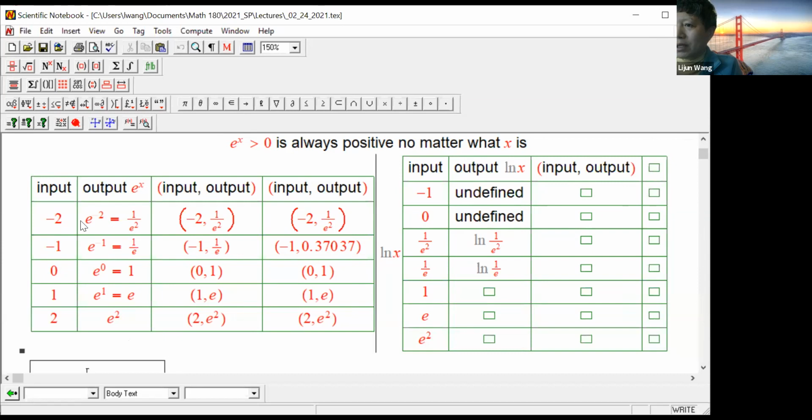Did you guys plot these points? Did you guys do the calculation? Okay, the first one should be easy, but may not be so straightforward because we're dealing with E, right? We're dealing with E.